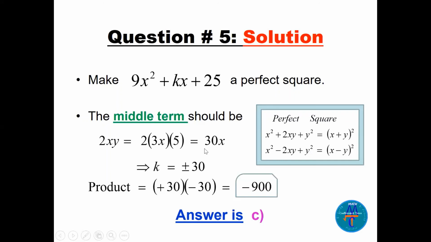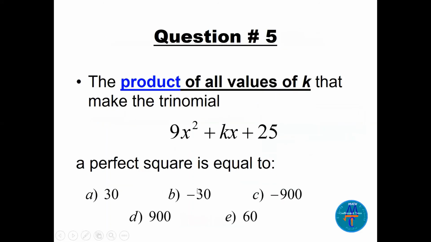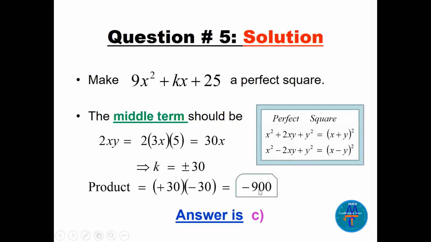See, 30x. But this one, k, can be 30 and can be minus 30 also because we have another formula, perfect square. Remember, this is always plus y squared, but this can be plus, can be minus. So we have two values for k. One is plus 30 and the other is minus 30. So when you multiply, you get minus 900. If you go back, you cannot take 30, you cannot take minus 30 because we asked for the product of all values of k. So the answer here is C, minus 900.